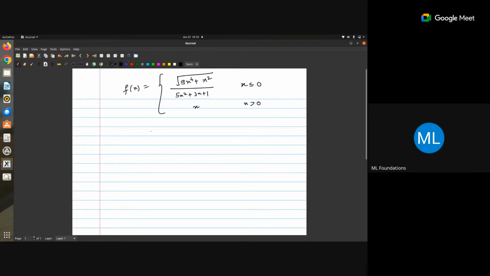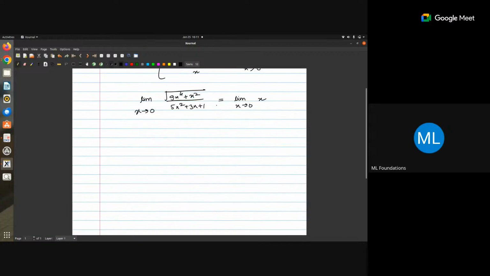continuity, what we can say is that limit as x tends to that. Now here we are checking the continuity at this point, x equals 0. So we have to see whether the left hand side limit at that point is equal to the right hand side limit, right? So here it is limit as x tends to 0 of the square root of 9x to the power 4 plus x square divided by 5x square plus 3x plus 1. It should be equal to limit as x tends to 0 of x, right?